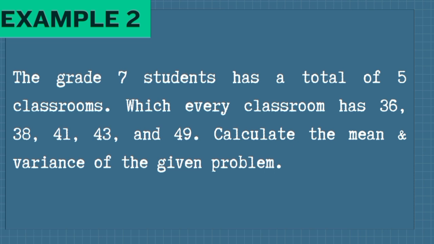Example number 2. The grade 7 students have a total of 5 classrooms, and the classrooms have 36, 38, 41, 43, and 49 students. Calculate the mean and variance of the given problem.